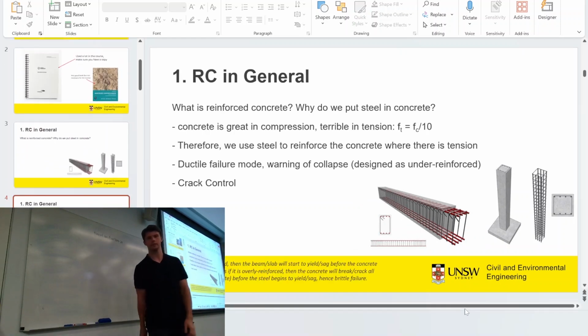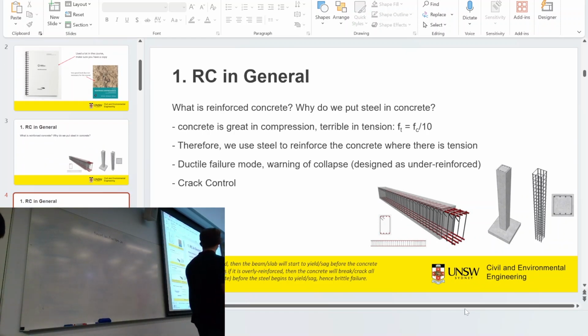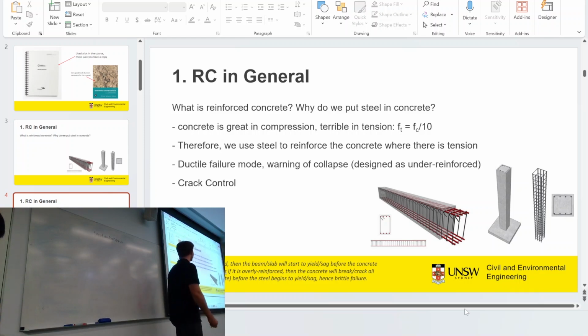I forgot the next slide. Thank you. So we use steel, and we also use steel for concrete to enable a ductile failure mode. So when a building collapses, it doesn't fail in a brittle way. It doesn't collapse all of a sudden; it fails slowly, and you can tell when a beam or a slab is sagging. That's why we also use steel, and also to help control cracking.